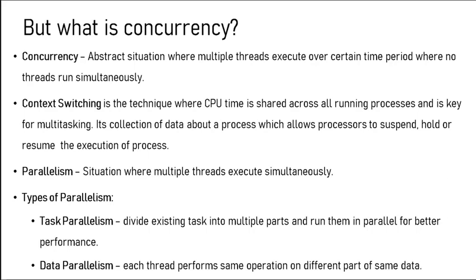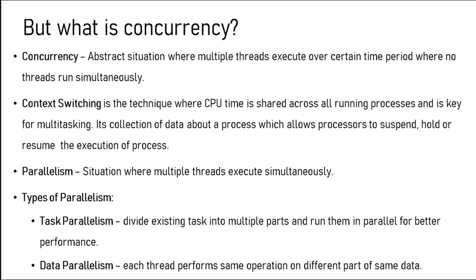Data parallelism is where each thread performs the same operation on a different part of the same data, and it focuses on distributing the data across multiple cores. Again, data partitioning is an important aspect. There are two basic approaches to data partitioning: one is blockwise and the other is cyclic. Each thread takes one portion of the data, usually an equal portion.